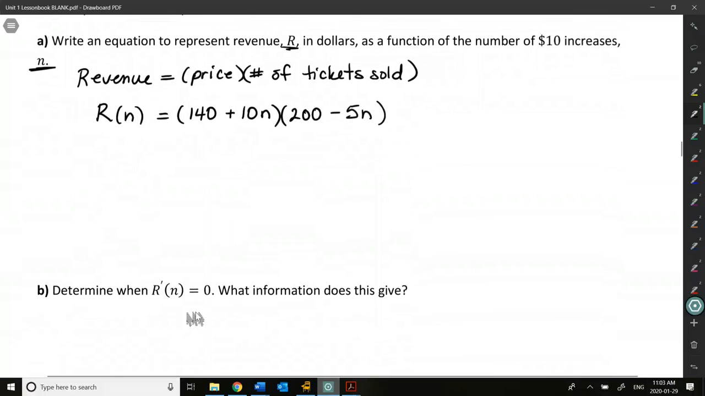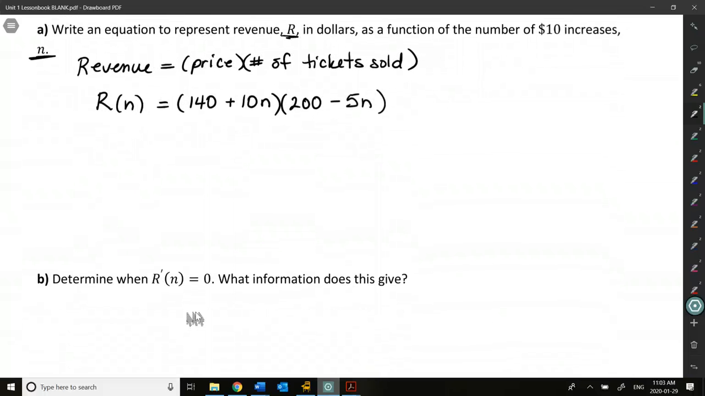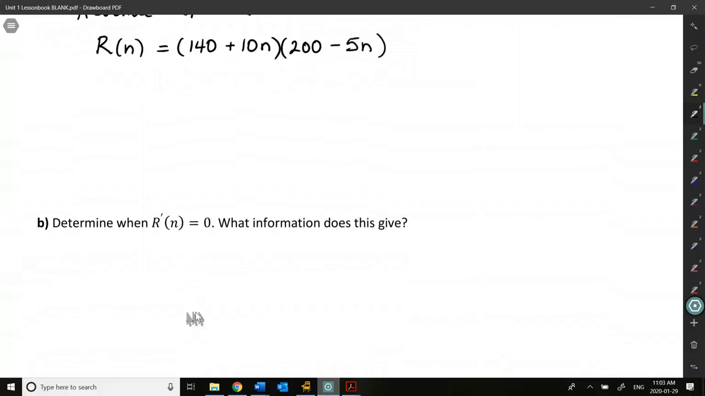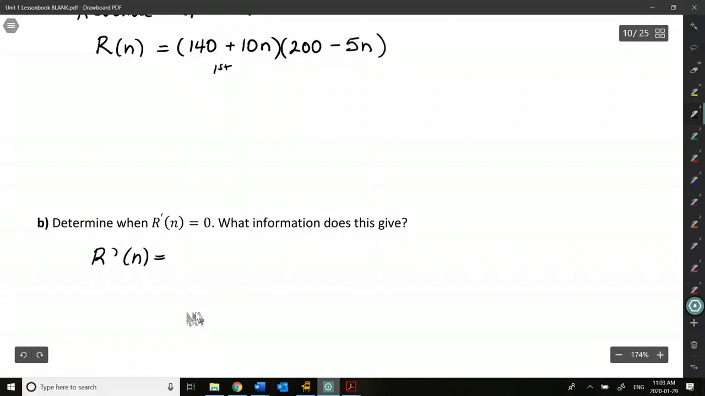Okay, the second part of this asks us to determine when r prime at n equals 0, and to interpret what that gives us. Firstly, we need to find r prime at n. We're going to use product rule for this, although again, we could expand if we wanted to and use power rule, but this is our new rule, so we're going to practice it. Think of this as your first and think of this as your second.